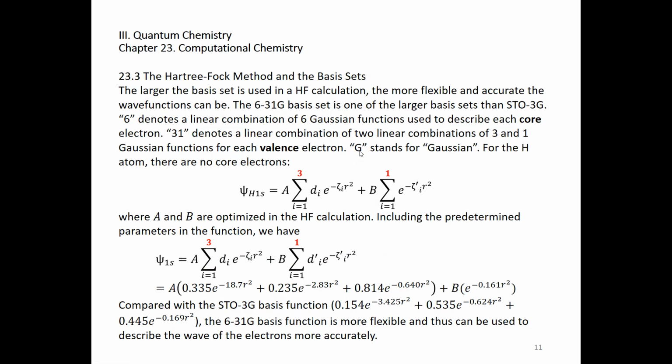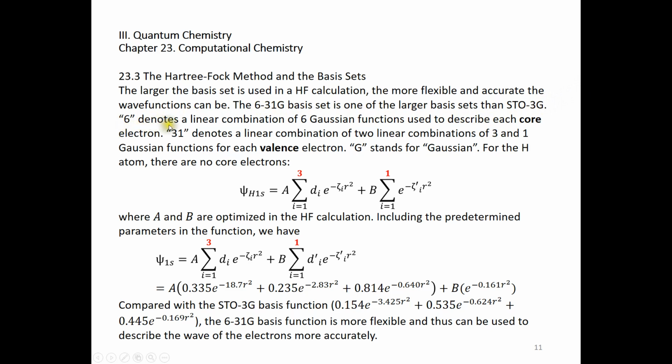The larger the basis set we use in the Hartree-Fock calculation, the more flexible and accurate the wave functions can be. The 6-31G basis set is one of the larger basis sets compared to STO-3G. So over here, 3G means 3 Gaussian functions, and 6-31G, what does that mean?